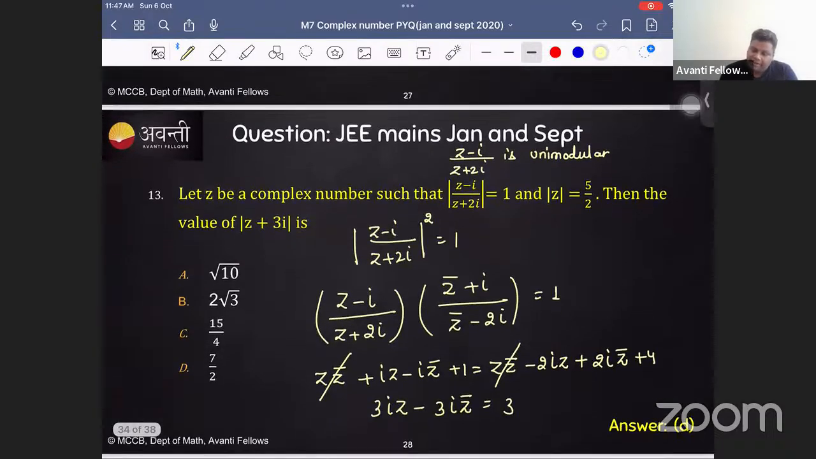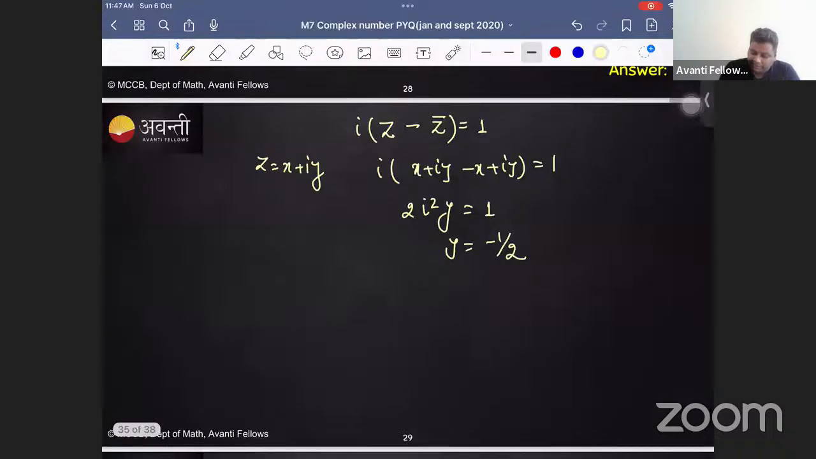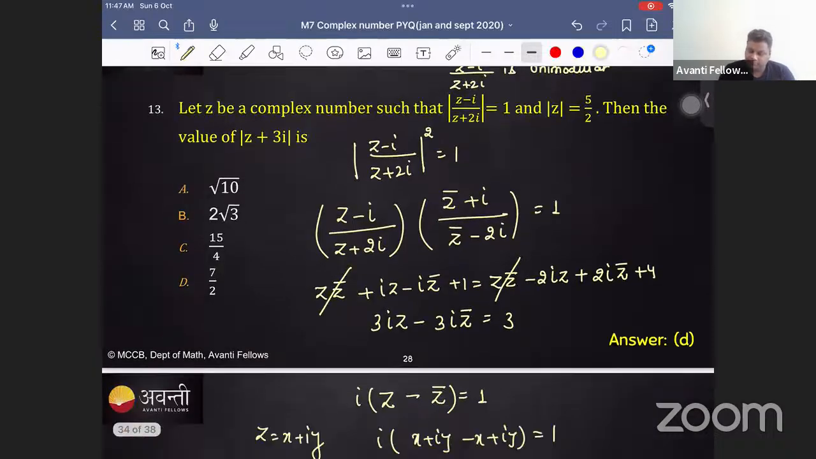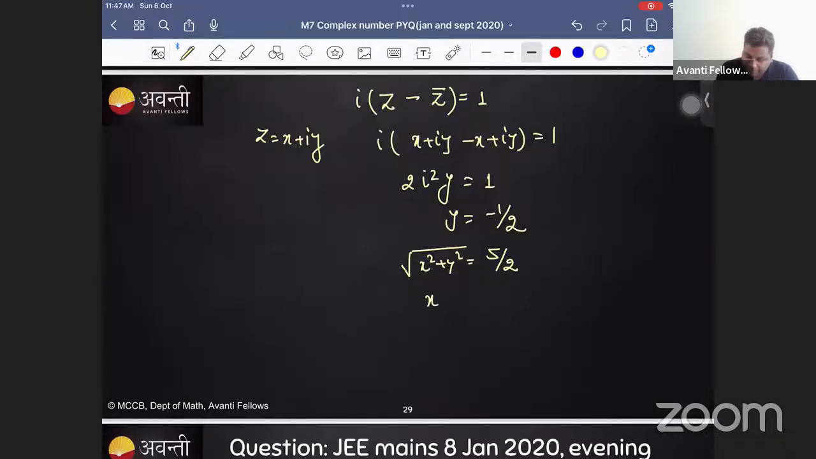Now they are also providing you under root of x square plus y square is 5 by 2. Got it? So x square plus y square is 1 by 4 is 25 by 4. So x square is 24 by 4, that is 6. So implies x is what? Plus minus under root of 6.